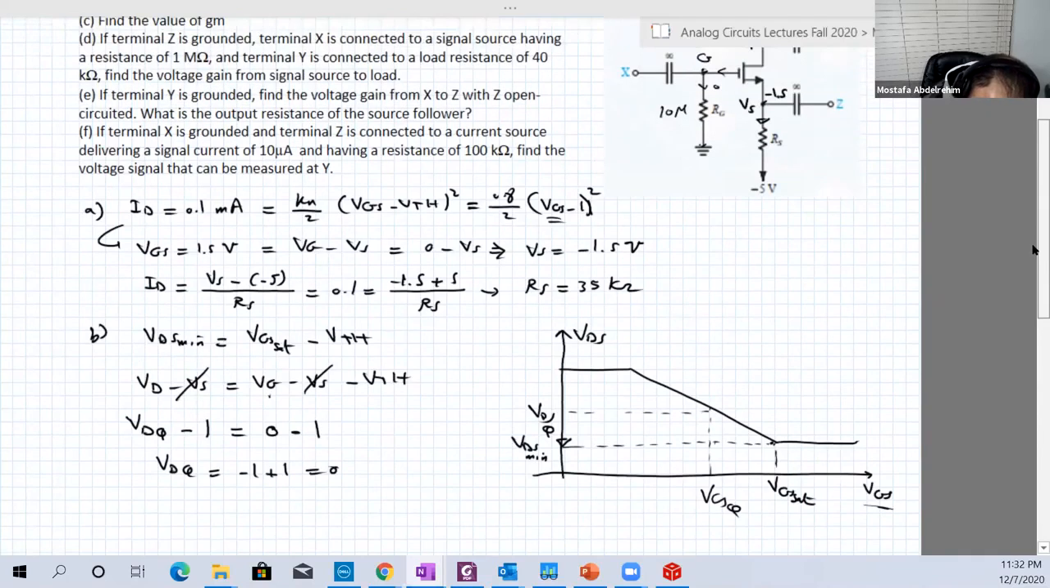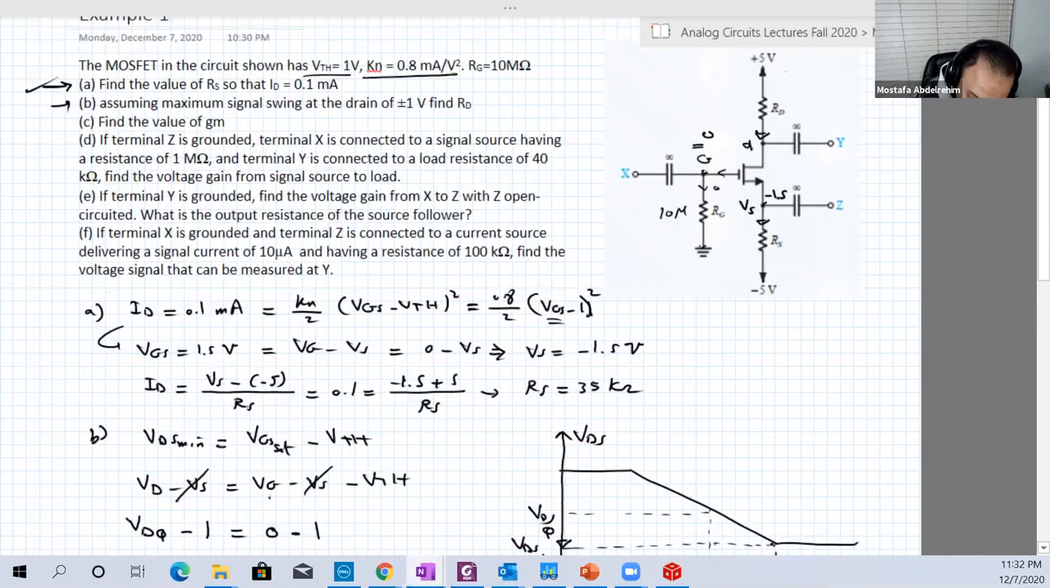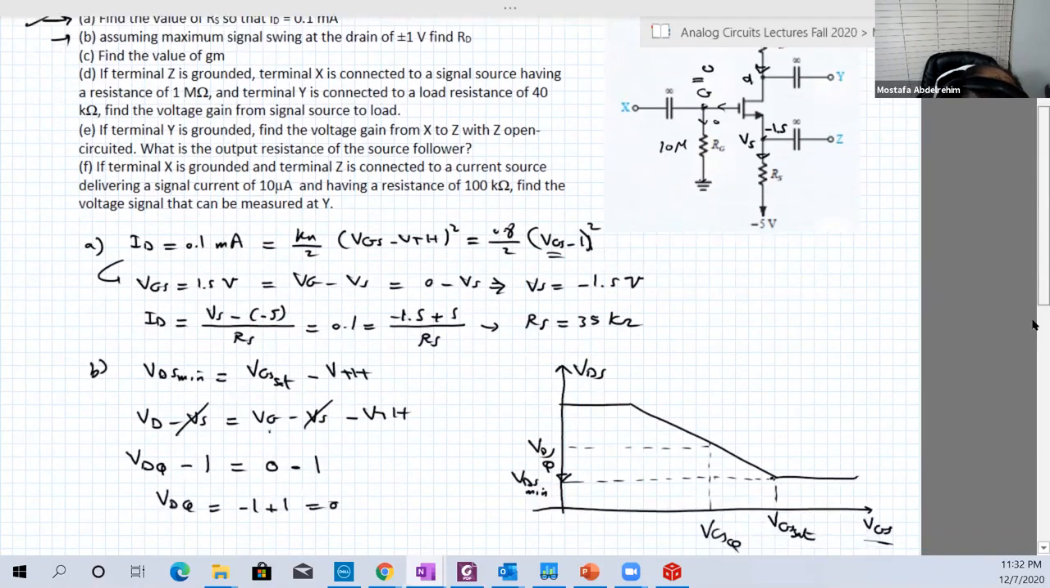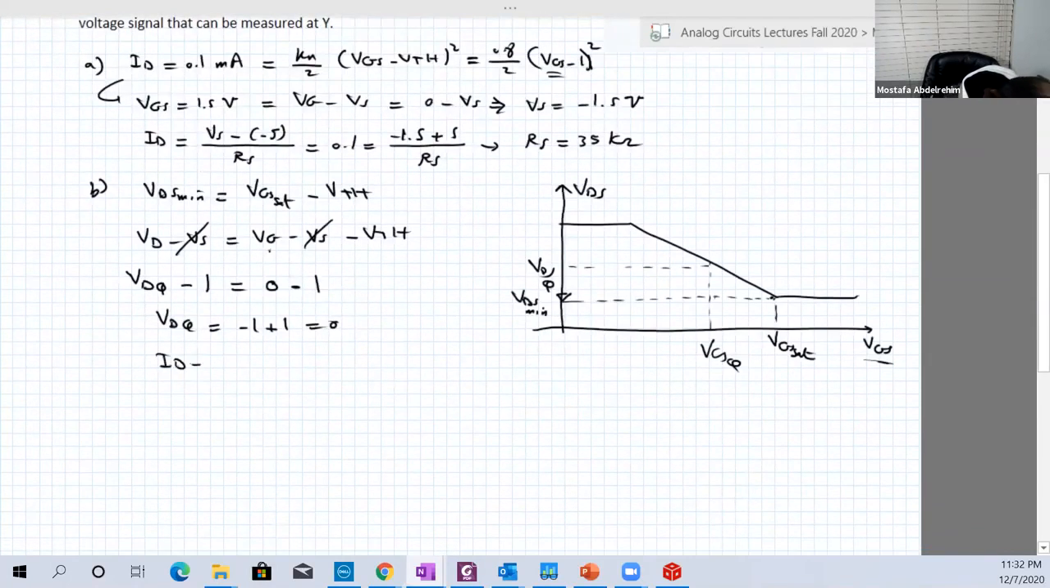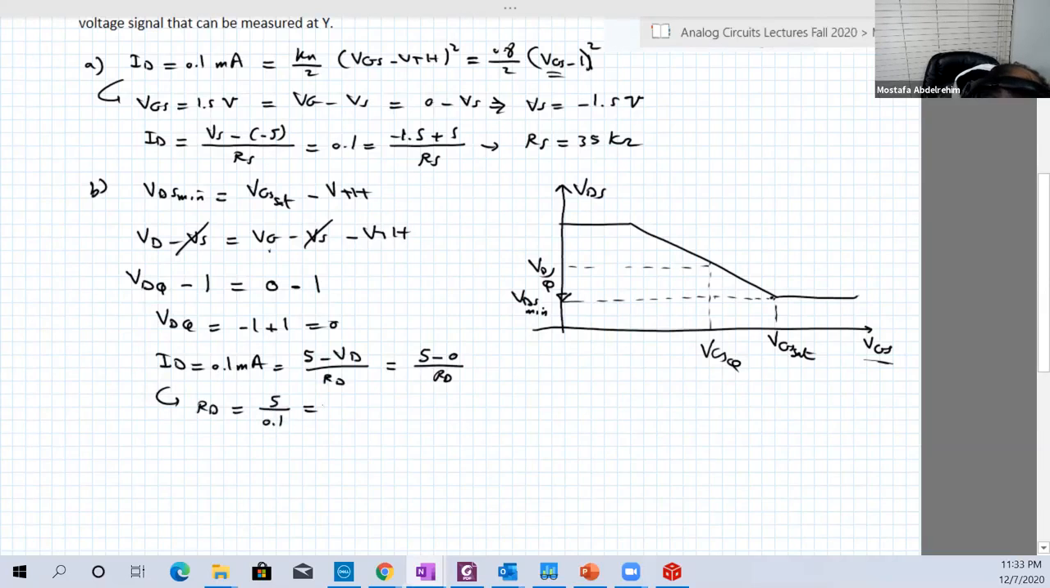Okay, so let's look at the circuit here. ID is equal to (5 minus VD) over RD. So ID, which is 0.1 milliampere, is equal to (5 minus VD) over RD. So (5 minus 0) over RD. Based on that, RD is equal to 5 over 0.1 milli, which is 50 kilo ohms.